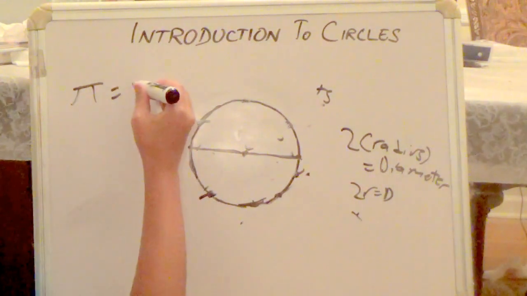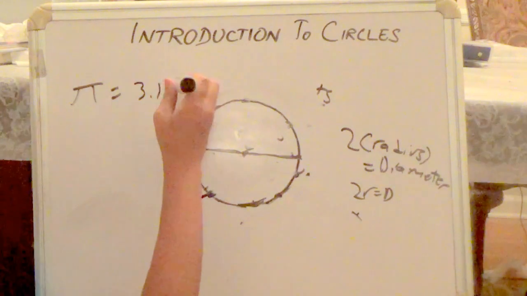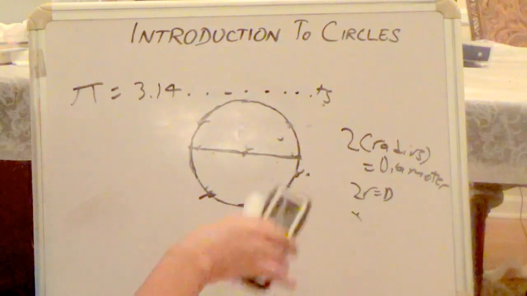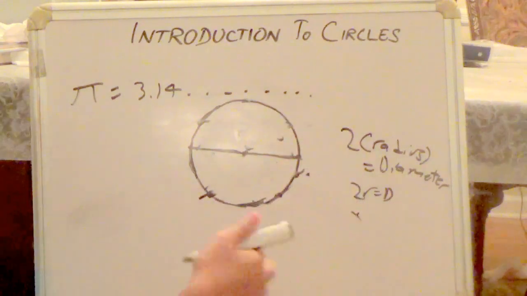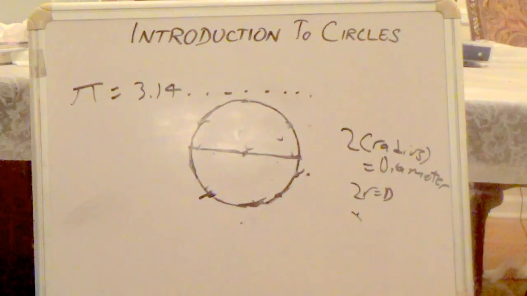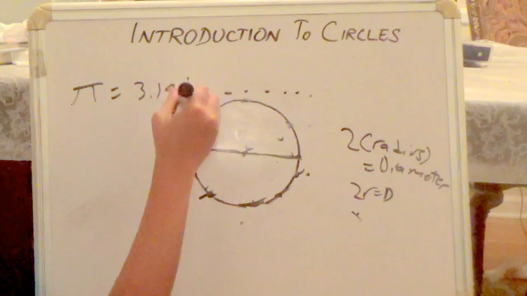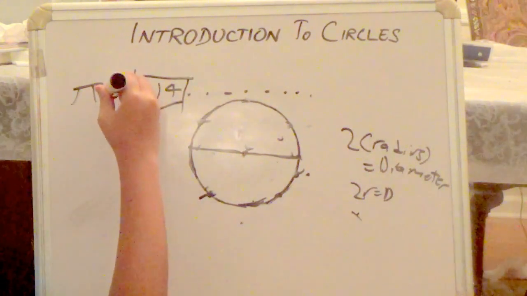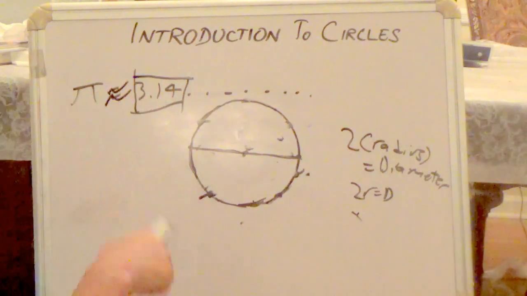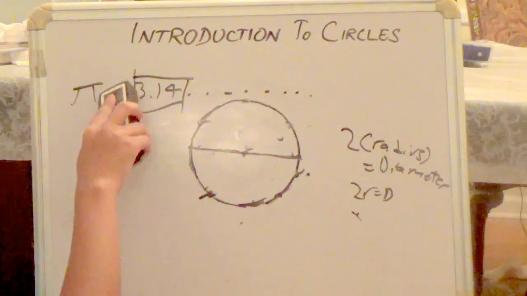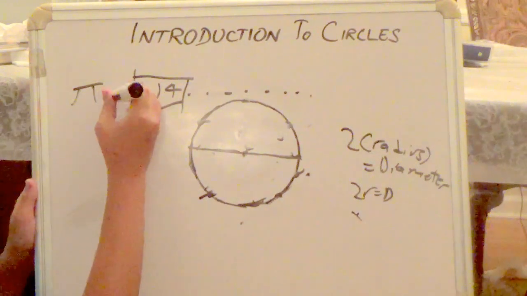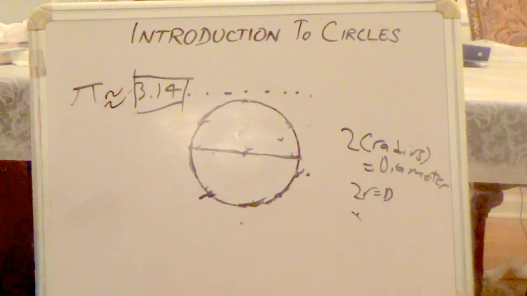It is 3.14 and goes on and on, and there's no finish. So it just goes on forever, but you just need to remember that pi is roughly 3.14. So that'll be important later on. So pi is roughly 3.14.